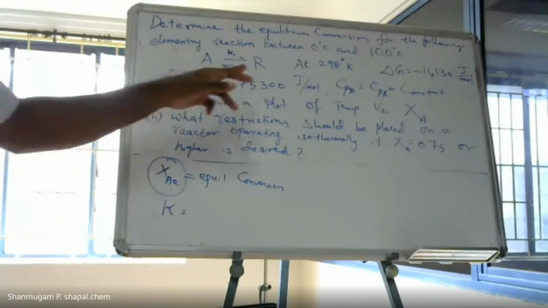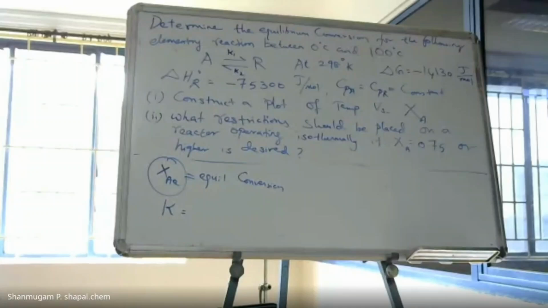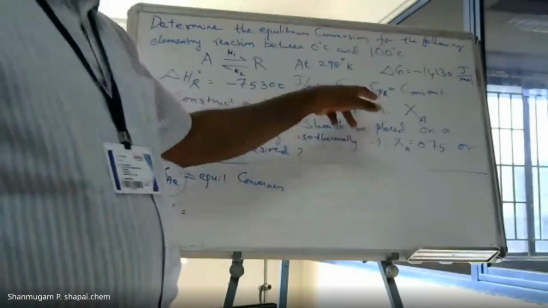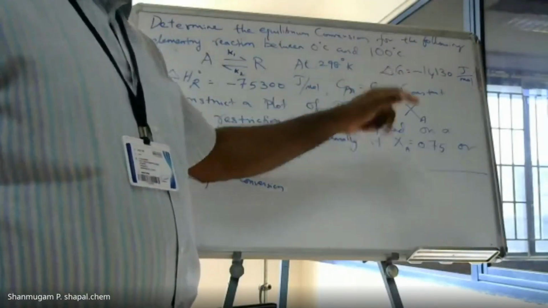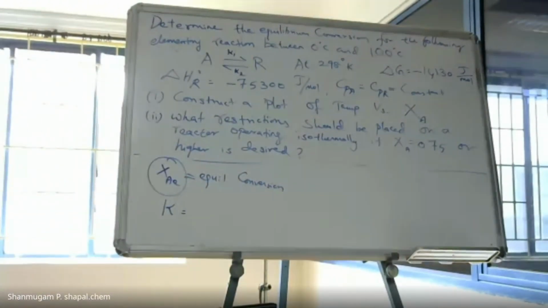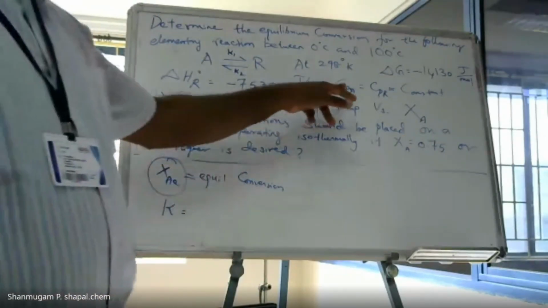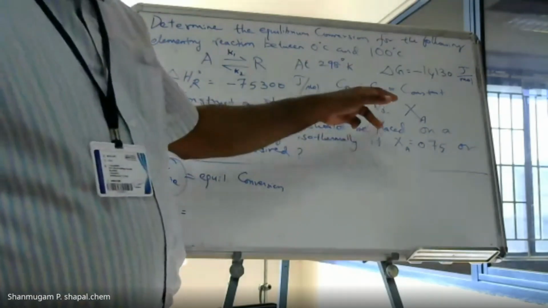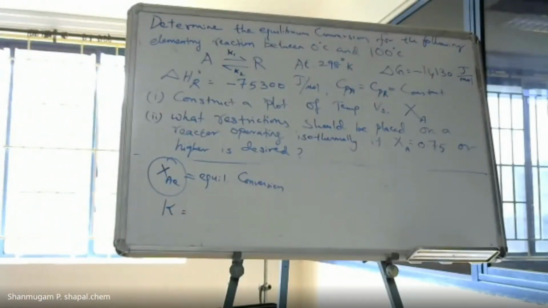Here the delta G, that is the Gibbs free energy, is given, and the delta HR, that is the heat of the reaction, is given here. It says that the heat capacity of the product and the reactant is constant. That is actually very good, because if it were variable, then we would need to calculate it independently. Then we need to do an enthalpy balance and carry on. And it says to construct a plot of temperature versus conversion. We need to find the temperature versus conversion here.